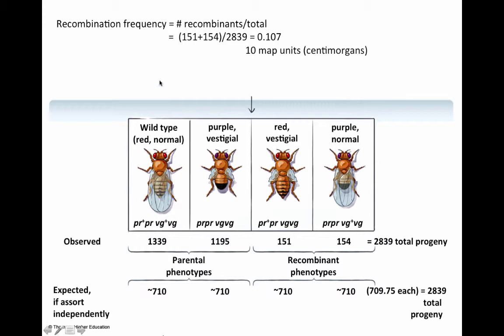And so what can we do with this data? Well, further, we can say that the total number of recombinants divided by the total number of flies gives us a recombination frequency. And if we multiply by 100, we can turn that number into map units or centimorgans. And so the bigger this number gets, in other words, the more recombinants we get, the further apart those things are, and the fewer recombinants we get, the closer together 2 gene loci are. And that's basically how you do that.